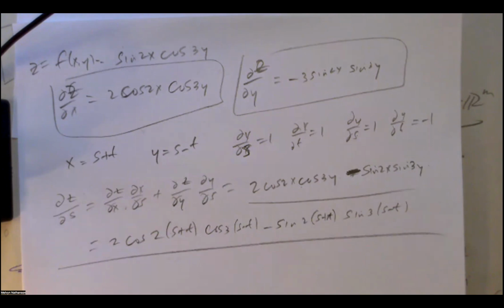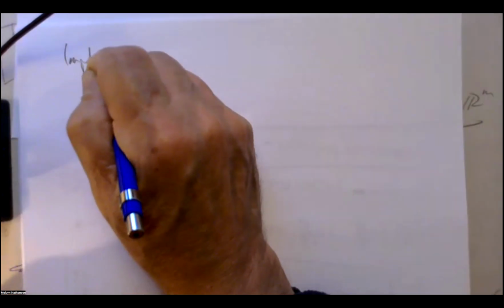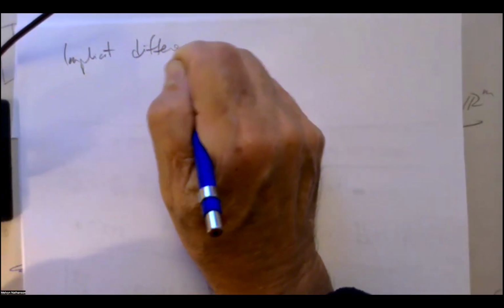The second bit of calculus of one variable, which carries over to functions of several variables, is implicit differentiation. So let's see, what's an example of how we did this in Calc 1?